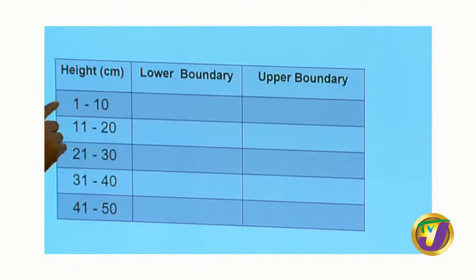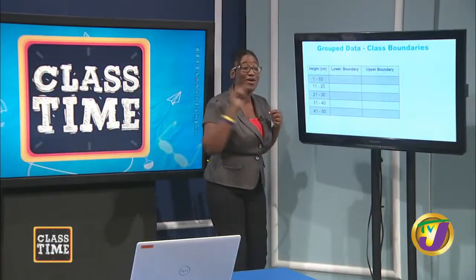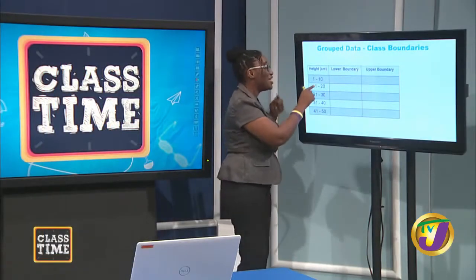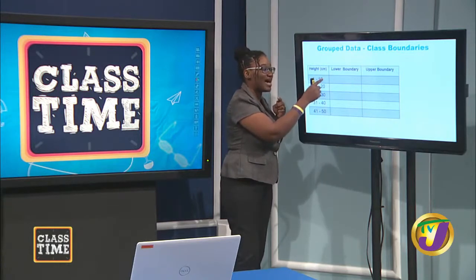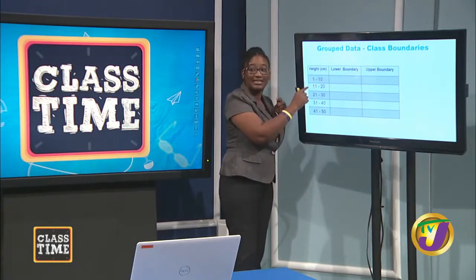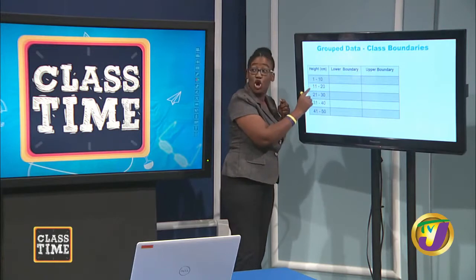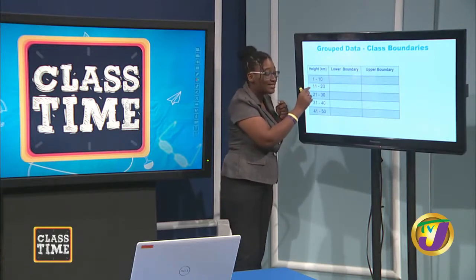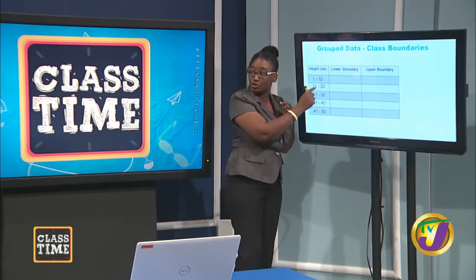Oh, well, actually 0.5. So I'm going to talk about the lower boundary now. So we talked about 10.5 being the halfway mark, which means that 10.5 would be the lower boundary for this class interval 11 to 20.